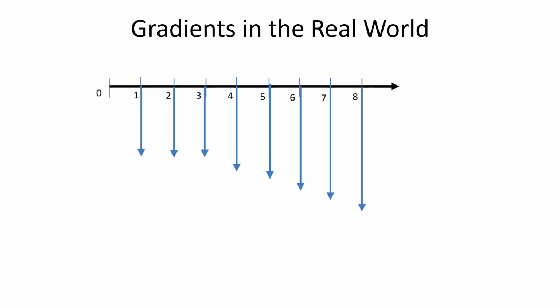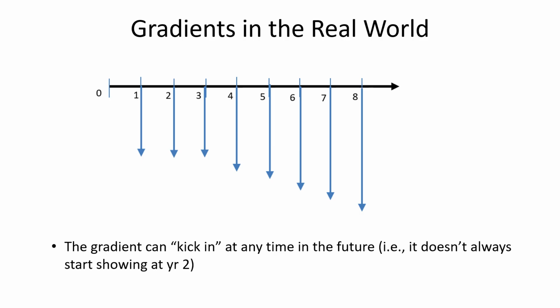But I wanted to point out that it's not always going to be as clean as only a gradient or only an annual series. Often it would be a combination of the two, and then maybe some lump sum future values thrown in as well. So the gradient can kick in any time in the future. It doesn't always have to be just in year 2. It's still a gradient regardless of when it begins. And a gradient can be combined with an annual series.